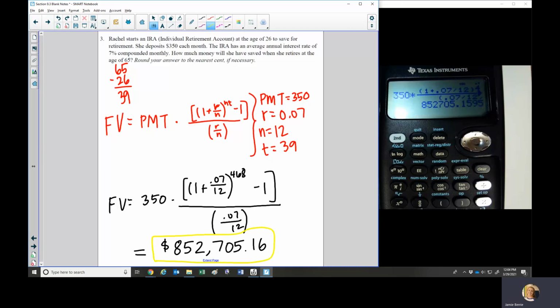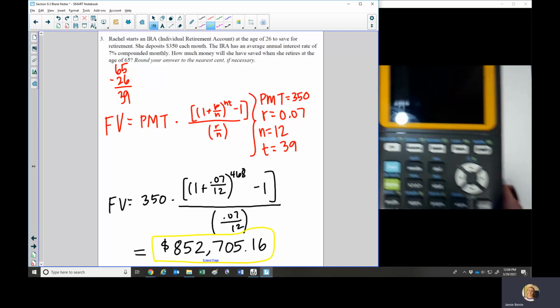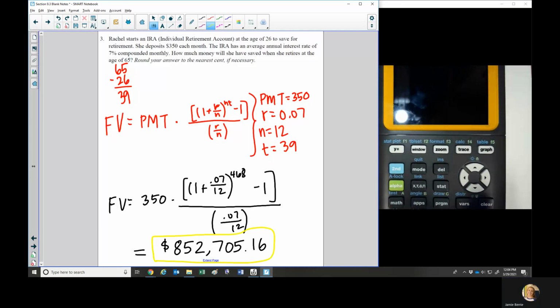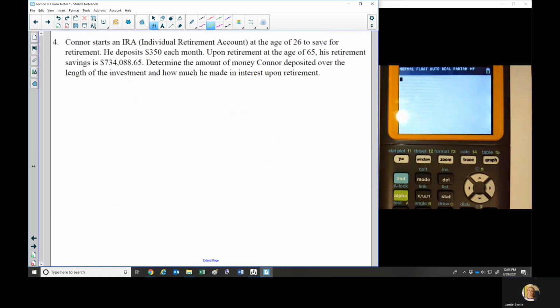All right. Let's look at another example. And again, I'm going to do this one with the graphing calculator just in case anyone's using this one so you know how to type it in. Clear that out. Okay.